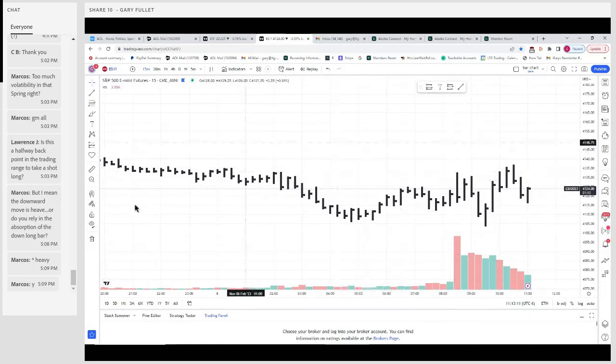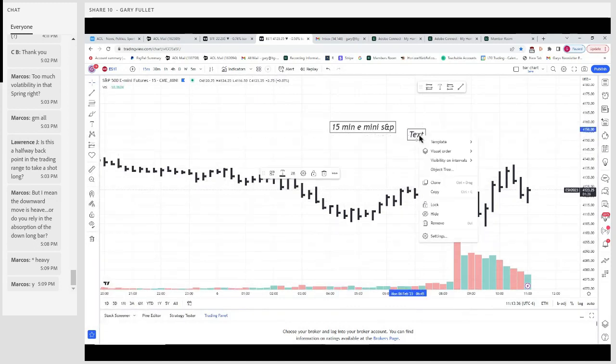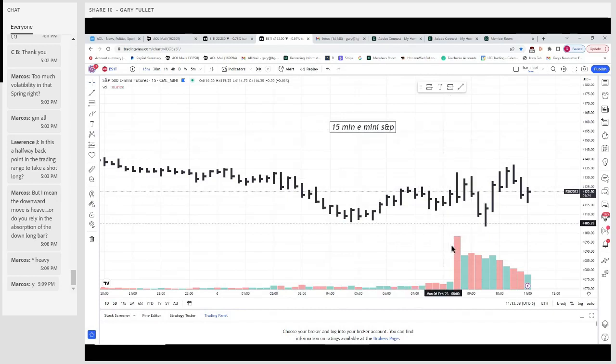So this is today's action on Monday, February 6th. This happens to be a 15-minute E-mini S&P. As we look at the market, we have the Europe section here. You can see the times on the bottom. And Europe shows a negative bias, or a bearish bias, to the downside.